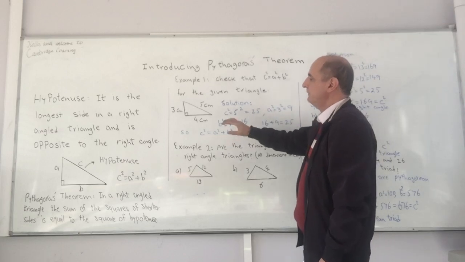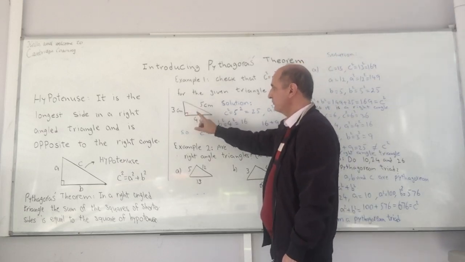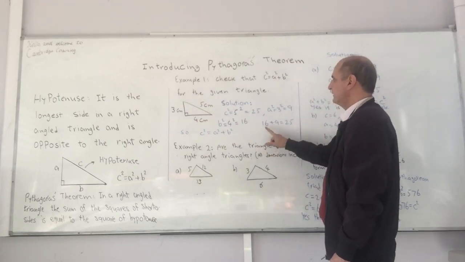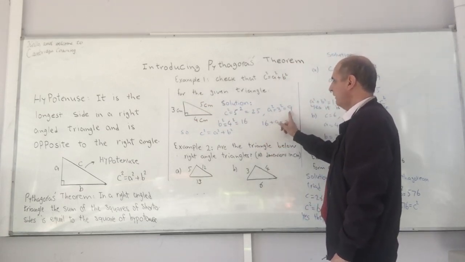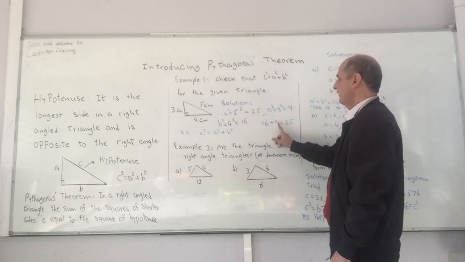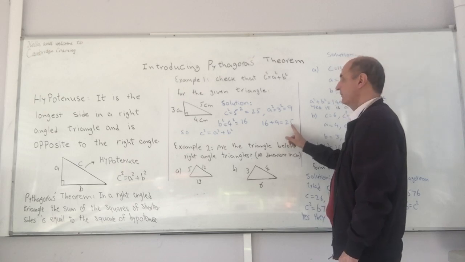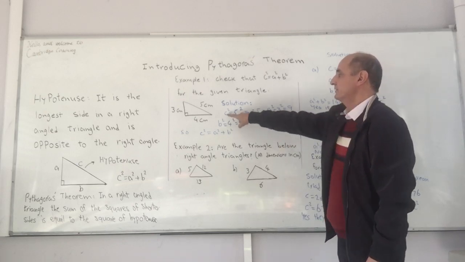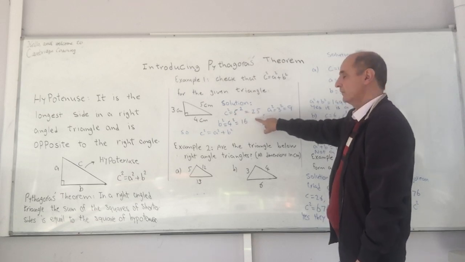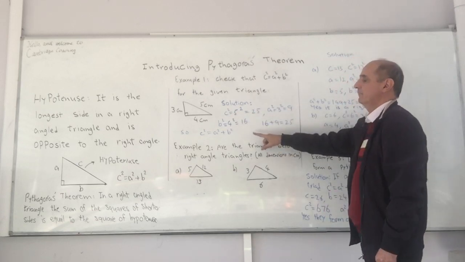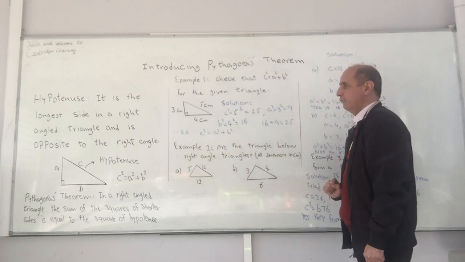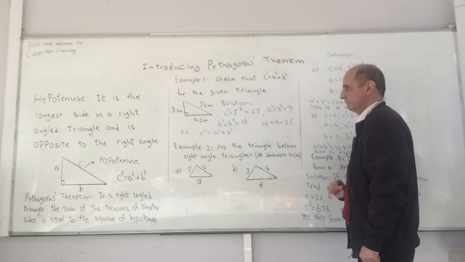I got to see if a squared and b squared together is the same as c squared. Alright, a squared was 9 and b squared was 16. So I got to add these two, 16 and 9, and I get 25. But 25 is the same as c squared. c squared also was 25. So then, yes, c squared is equal to a squared plus b squared for this triangle.